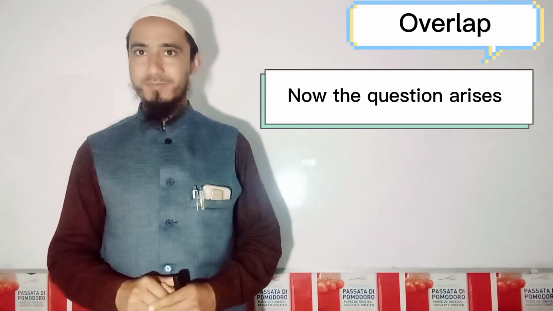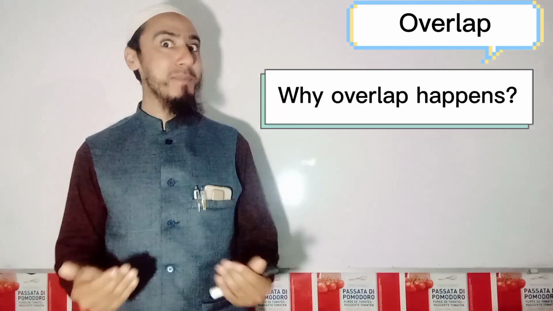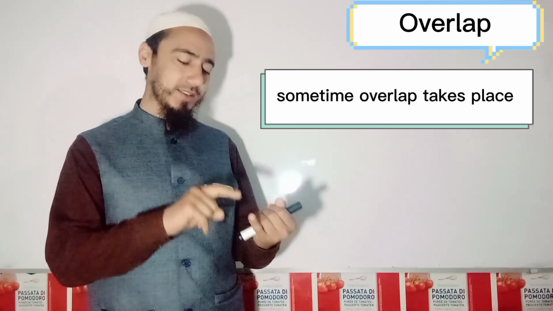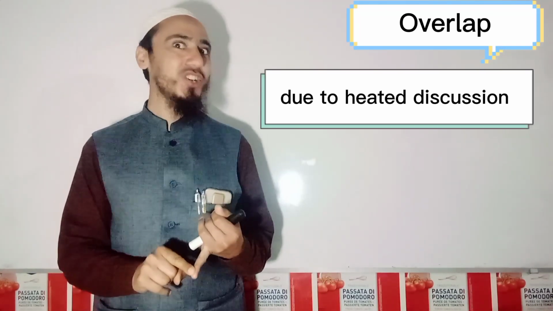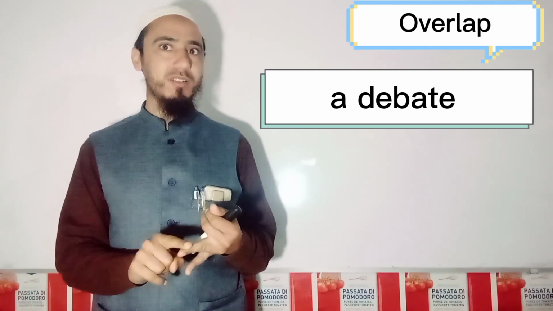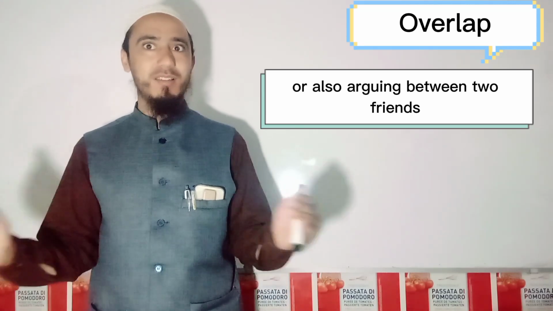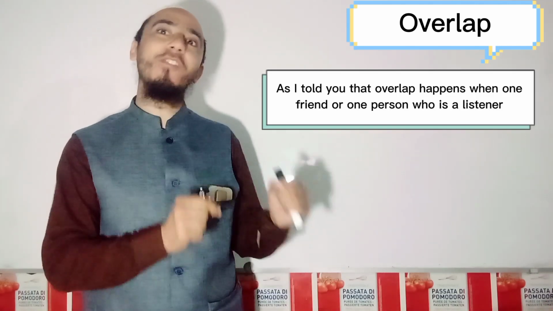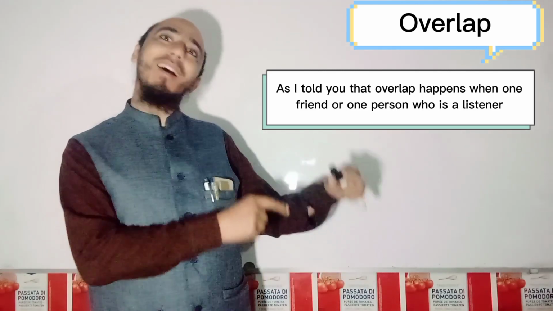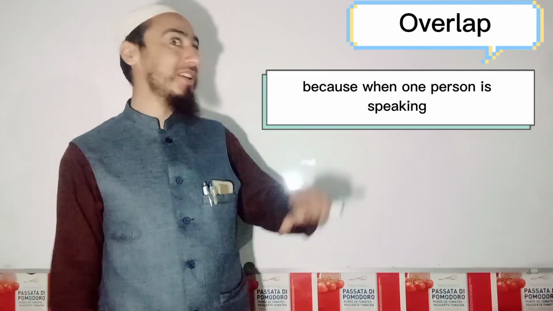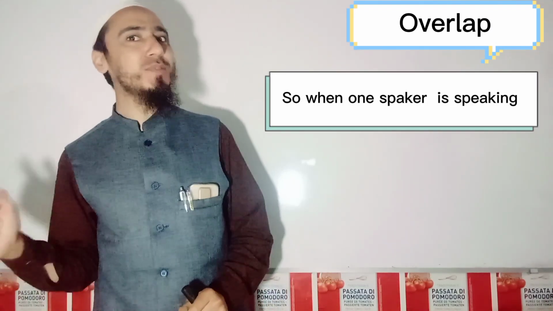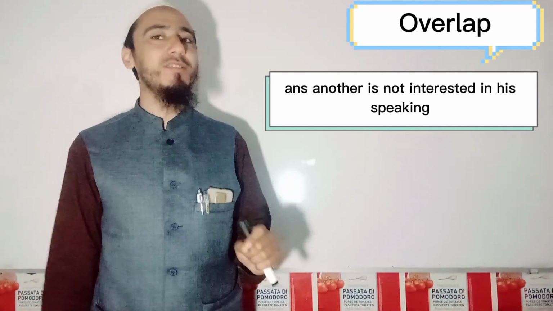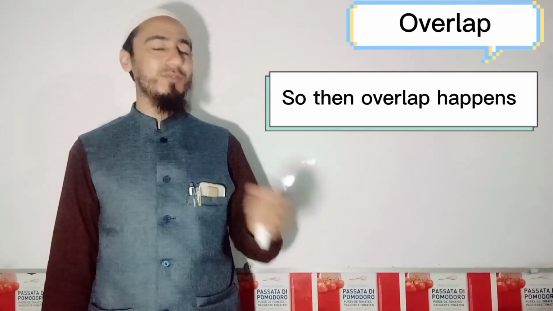Now the question arises, why does overlap happen? The answer to this question is that sometimes overlap takes place due to heated discussion, a debate, or also arguing between two friends. As I told you, overlap happens when one person is a listener at the time, because when one person is speaking, another has to listen to it. So when one speaker is speaking and another is not interested in his speaking and his response, then overlap happens.